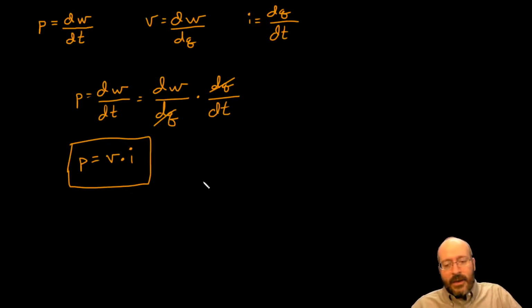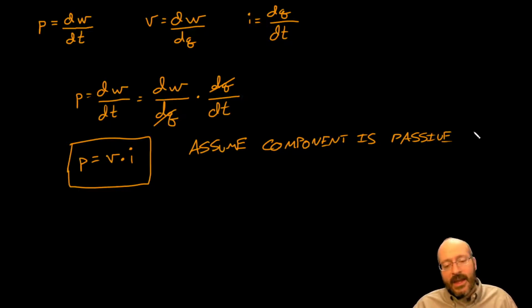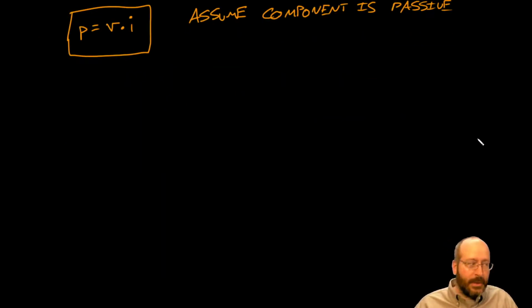Okay, so we're going to assume all components are passive when we're calculating power. So assume the component is passive. Okay, and with an individual component, we're going to look at the current direction, and we're going to assume a sign for that current direction.